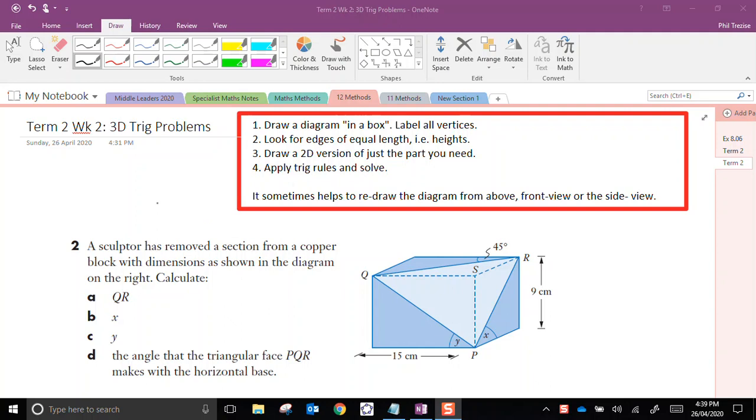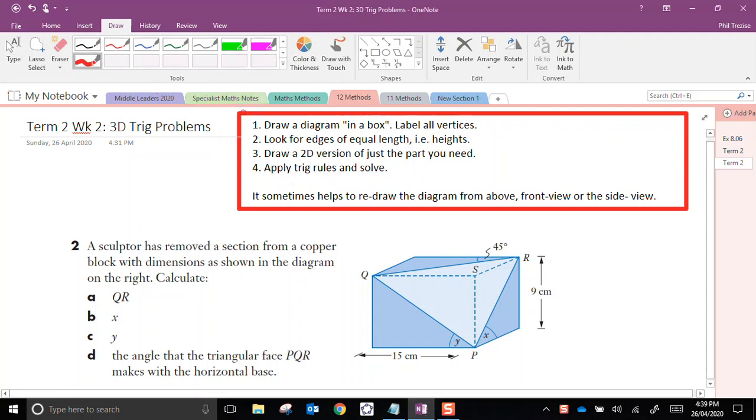Now this week we're going to be extending our work with trigonometry into 3 dimensions. So I've just placed a few important rules here at the top of the page about just general principles for 3-dimensional problem solving. So first, draw a box around the object that you're dealing with and label all the vertices.